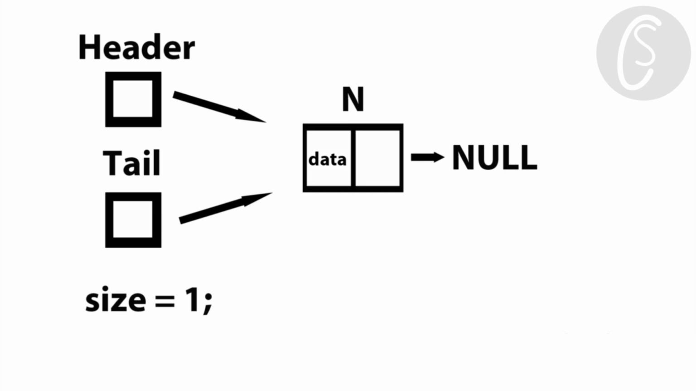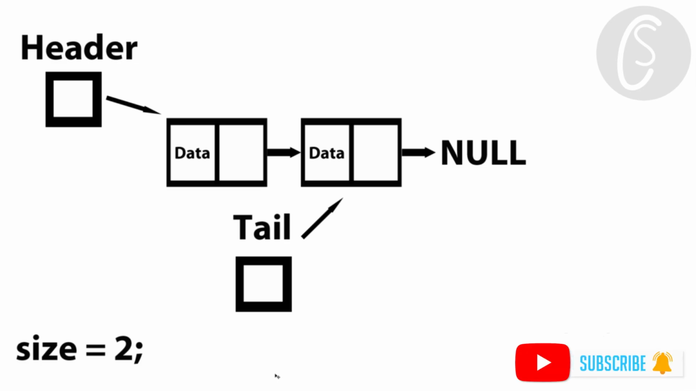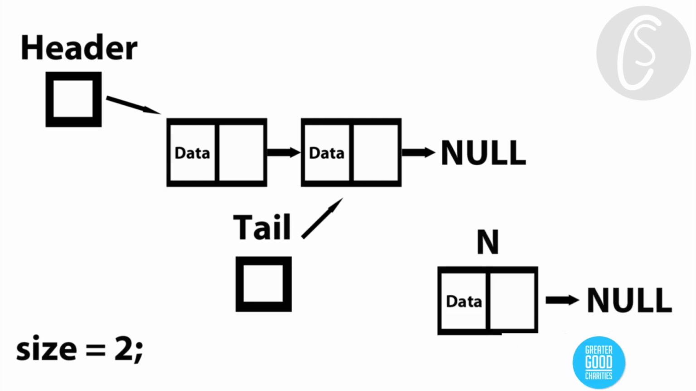Alright, so now let's take a look at case 2. Now for case 2, we have an example here where the linked list is not empty. We have two nodes within our list. Our header is pointing to the first node, our tail is pointing to the second node, and our size is equal to 2. So now what I want to do is append a new node to the end of the list. So first step is, let's actually create our new node. We have our new node n, and now I want to append it to the back of this list.